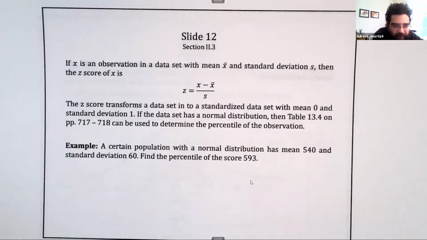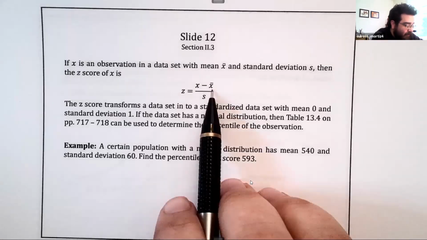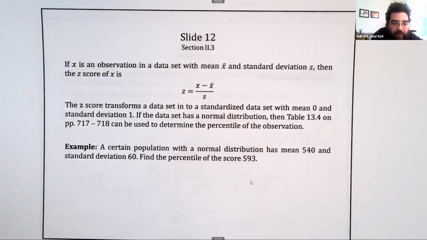If x is an observation in a data set with mean x bar and standard deviation s, then the z-score of x is x minus the mean x bar divided by s, the standard deviation. The score z transforms a data set into a standardized data set with a mean 0 and a standard deviation of 1. If the data set has a normal distribution, then table 13.4 on page 717 can be used to determine the percentile of the observation.